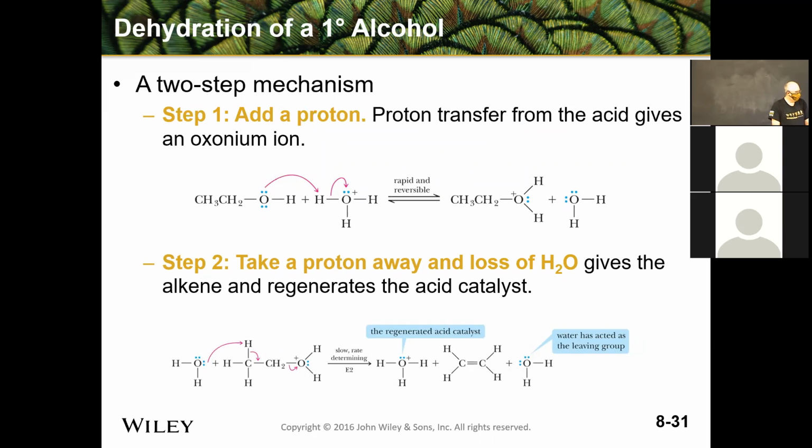All right, so for a primary alcohol, it starts out the same way. Oxygen gets protonated, but this is an E2 mechanism. It doesn't wait for water to leave. This requires a higher temperature. Water takes a beta hydrogen and kicks out water at the same time.